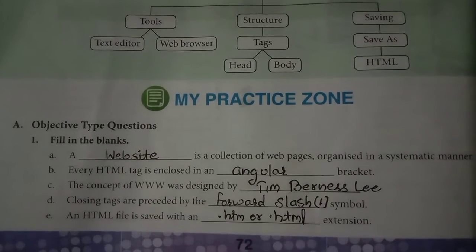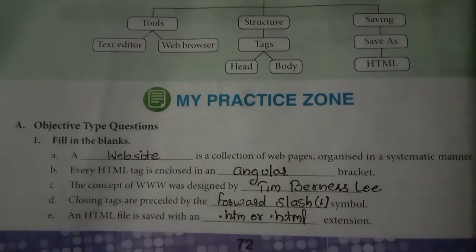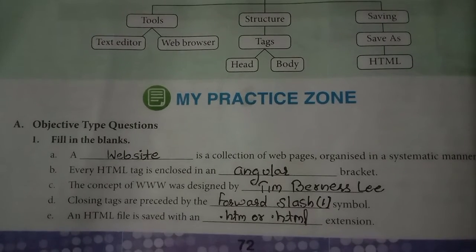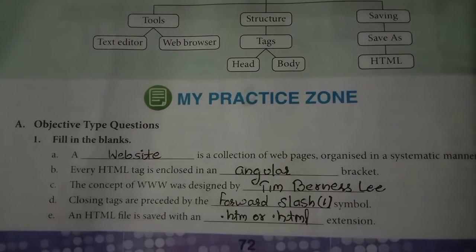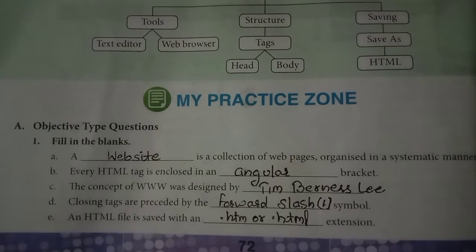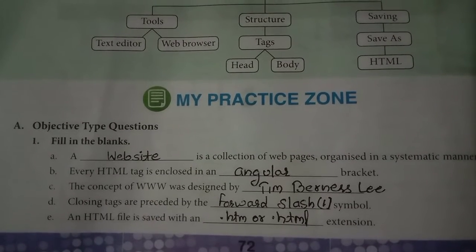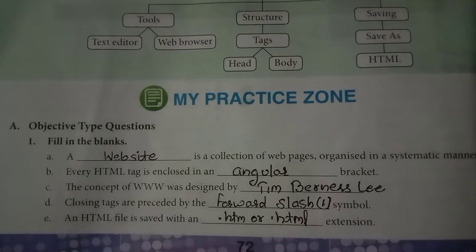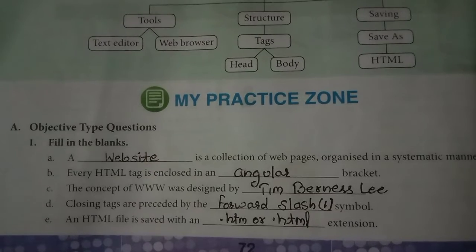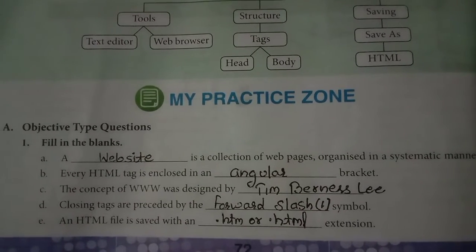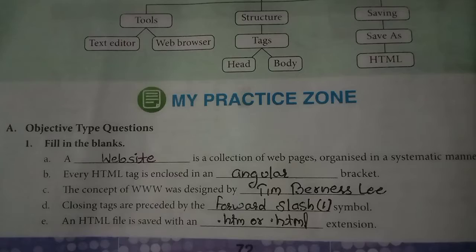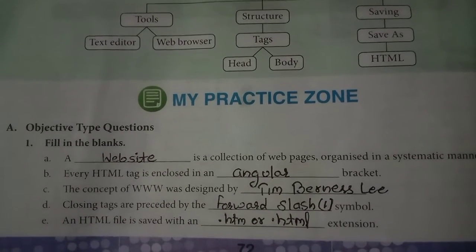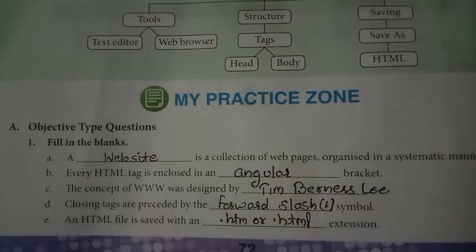And the third one, the concept of www was designed by this World Wide Web. This concept is designed by which? Tim Berners-Lee. This one is the name of the scientist who designed the concept of websites. The fourth one, closing tags are preceded by the closing tag. Whenever we are going to close a tag, what we need to do is we have to write the / in between the angular brackets symbol.